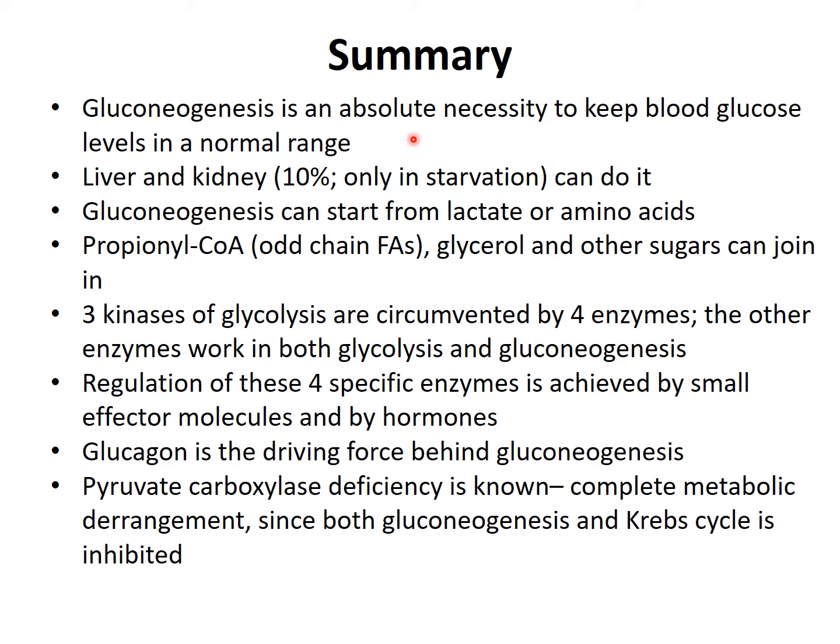Gluconeogenesis is an absolute necessity. Liver is the main organ. Kidney can help a little bit in starvation. It can start from lactate, amino acid, propionyl coenzyme A, and other sugars also can join the gluconeogenic process. 3 kinases in the glycolysis circumvented by 4 enzymes. One of them, out of the 4, is mitochondrial. Please know the details. Glucagon is the main hormone that will start gluconeogenesis, sends the signal.